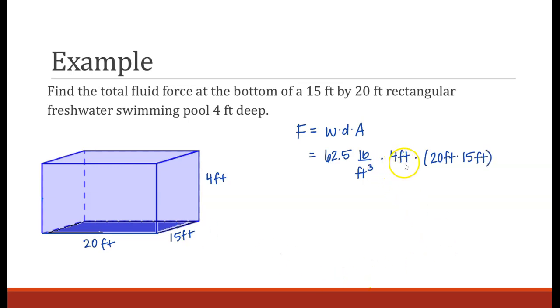So let's see what's going to happen to the units here first, and then we'll multiply all of the numerical values. On the denominator here, I have feet cubed, and if I multiply all of these together, I'm going to have feet times feet times feet, which is feet cubed. So the feet cubed is going to cancel, and all that's going to be left is pounds, which is a unit of force. And so now we multiply all of the numerical values, 62.5, 4, 20, and 15, to arrive at 75,000. So the fluid force is 75,000 pounds.